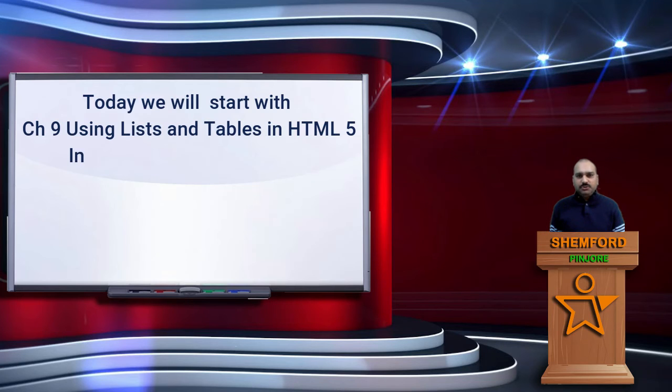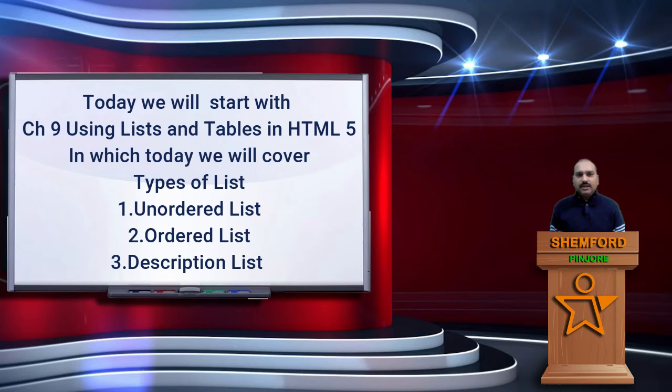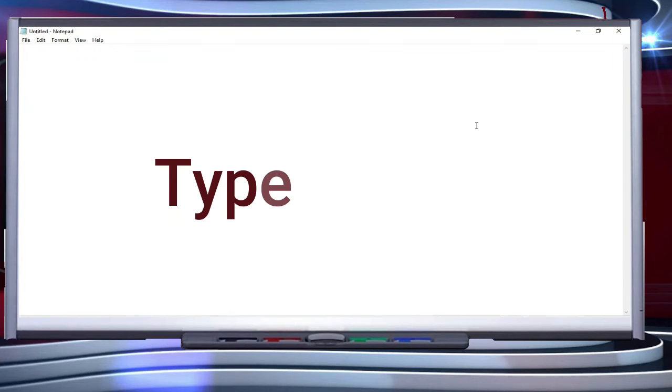Today we will start with a new chapter, chapter number 9, using lists and tables in HTML5, in which today we will cover types of list, that is ordered list and description list. So let us start with our first topic, that is list.